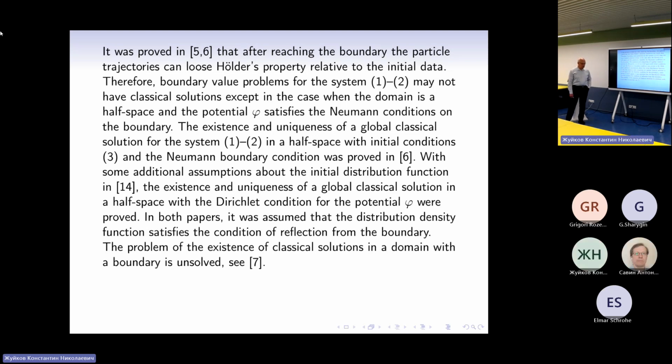Since, as I mentioned, in the general case it's difficult to guarantee existence of classical solutions, there were a lot of papers devoted to existence of so-called global weak solutions. Another reason for investigating such solutions is the following. As is known from experience, the majority of numerical methods converge to a weak solution.